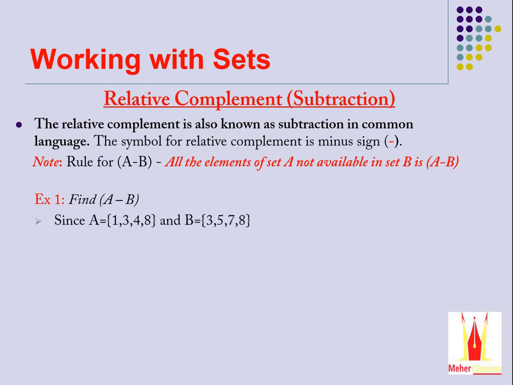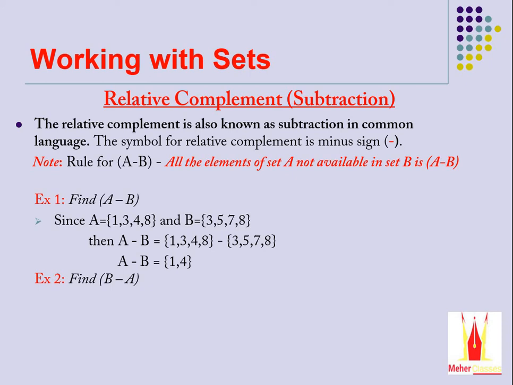I want to find A minus B. I have 1, 3, 4, 8 in A and I have 3, 5, 7, 8 in B. So A minus B would be 1 and 4, because 1 and 4 are the only elements of A that are not available in B.